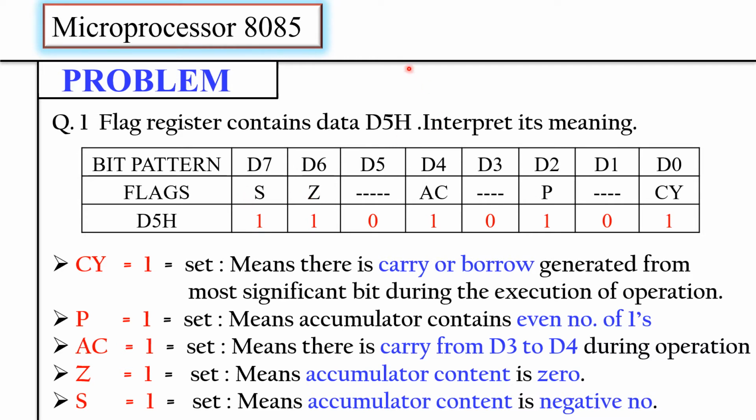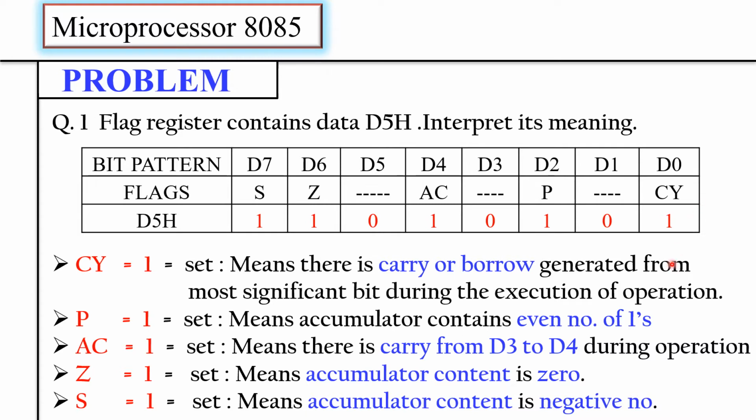Now the content of the flag register is given in the problem, that is D5H. So let us convert this hexadecimal data into binary. D is nothing but 14, that is 1101, right? 5 is 0101. Clear? So now we'll see whether the flags are set or reset for the given data.